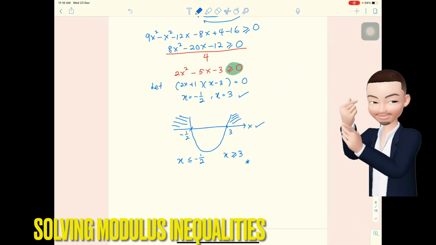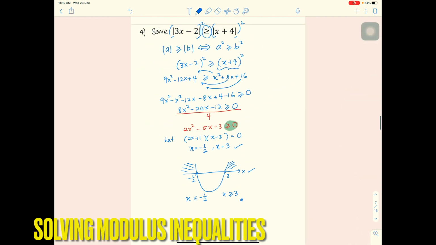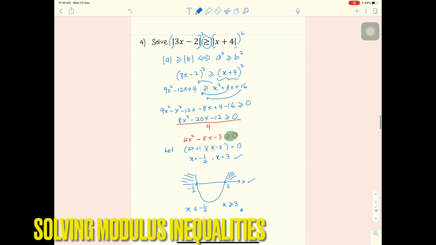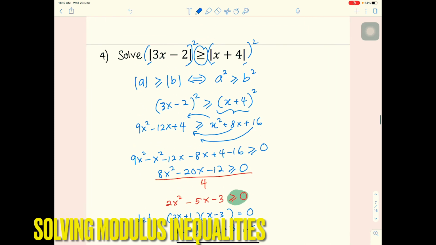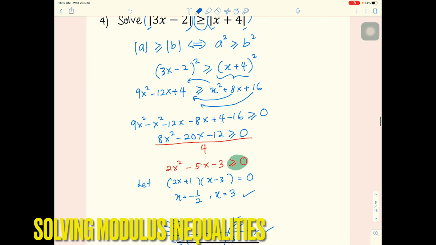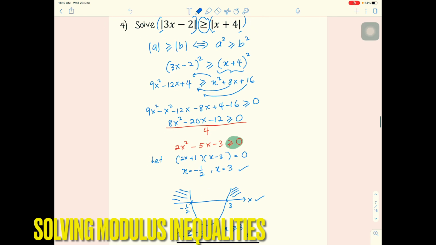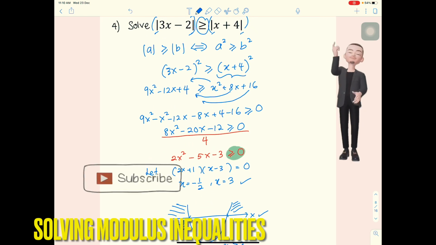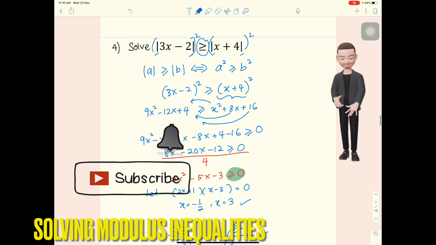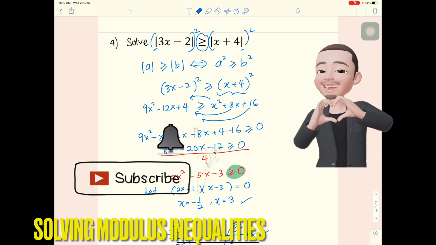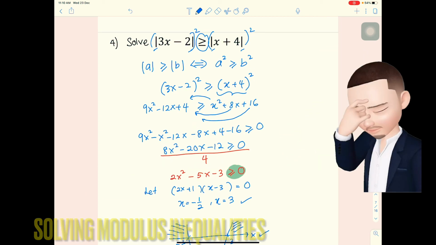So there are 4 types to solve modulus inequalities. This is an example question, and I hope you can understand. Please do many exercises so that you can remember the 4 types of solving modulus inequalities. Okay, until now, thank you.